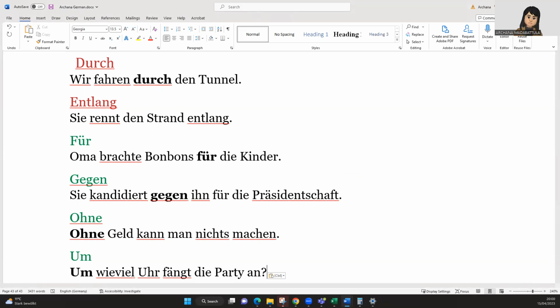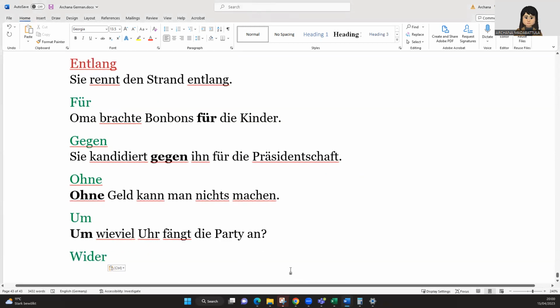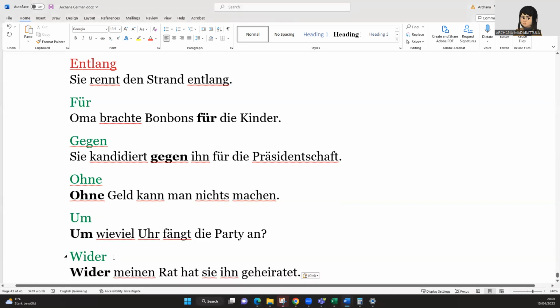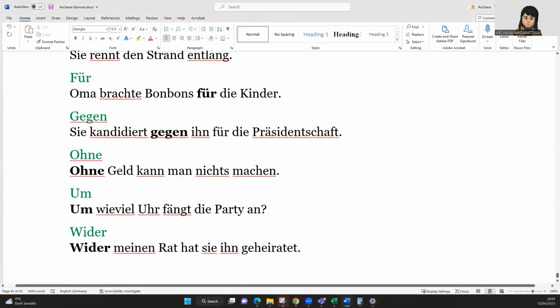The last one is wider. Wider is also a kind of against, but it is also something like contrary to. It can also be used as contrary to. Against my advice, she married him: Wider meinen Rat hat sie ihn geheiratet. So she married him against my advice, right? So, wider meinen Rat hat sie ihn geheiratet.